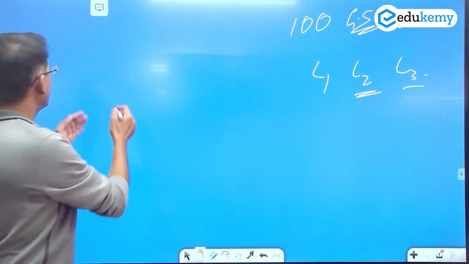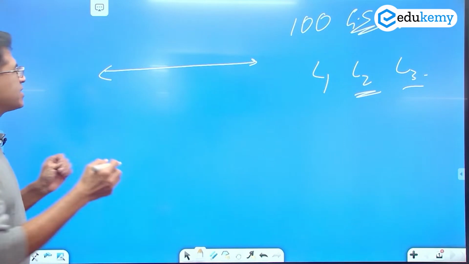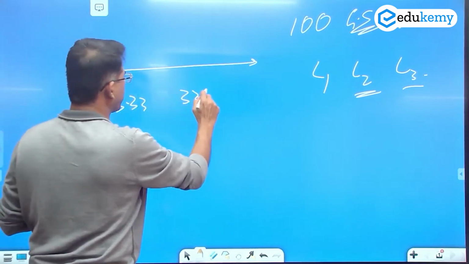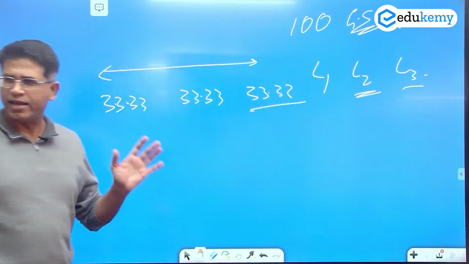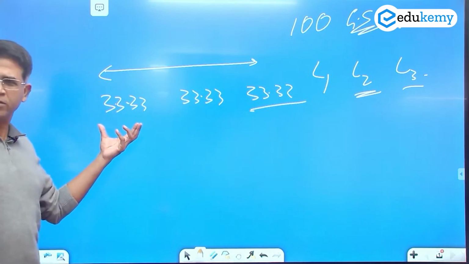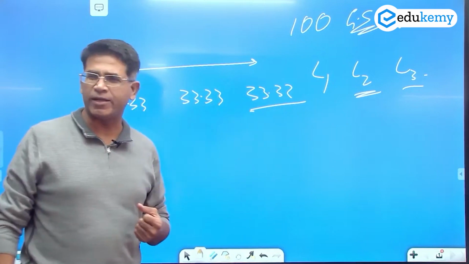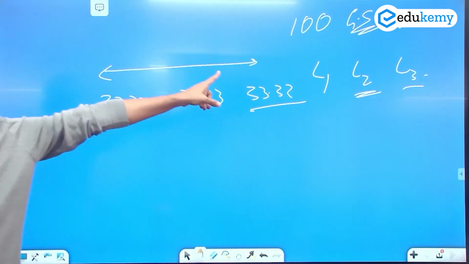Ideally, what should be the distribution of the questions? Ideally, I'll say 33.33, 33.33, 33.33. Ideal. Okay. 1/3 are very easy questions. 1/3 are very tough questions. 1/3 in the middle. But if I ask you, tell me, does it happen like this?